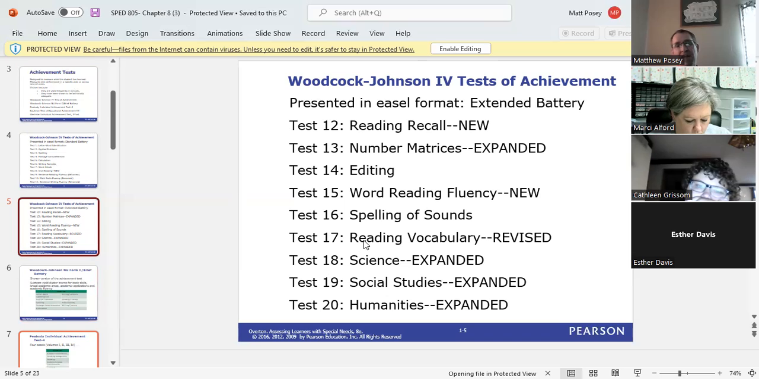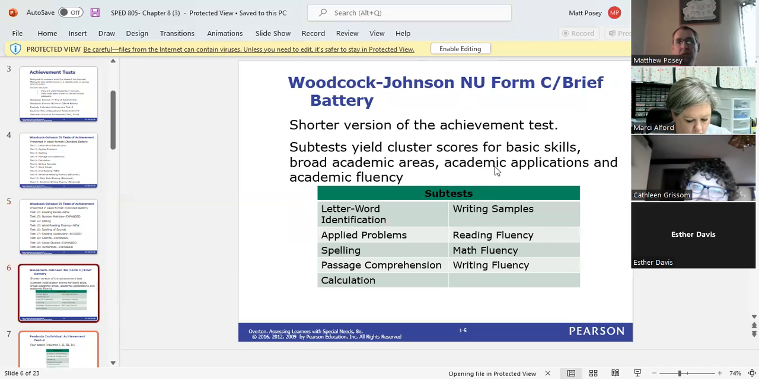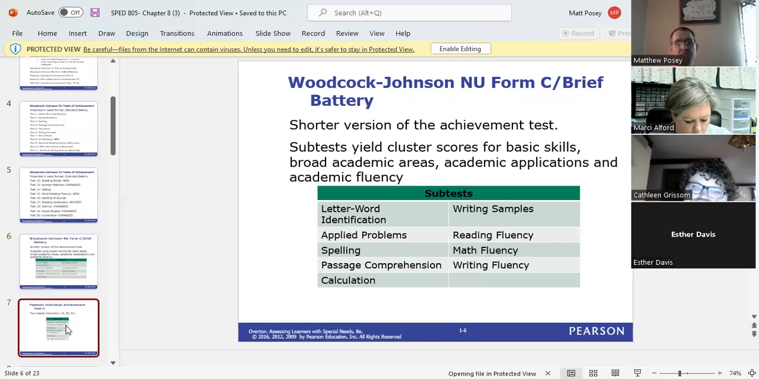You'll also see the last few subtests, 18 through 20, deal with science, social studies, and the humanities. Okay, so we really don't utilize those, especially when determining services for special education. There is what we call the NU form, Form C. It's a brief battery, a very brief assessment that we give.